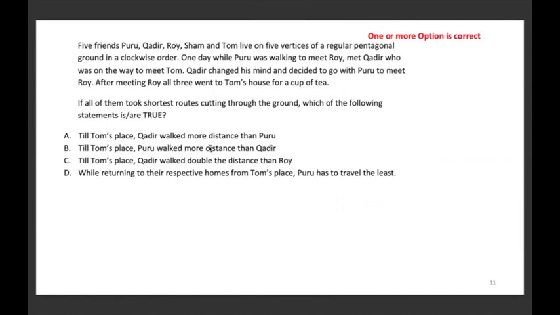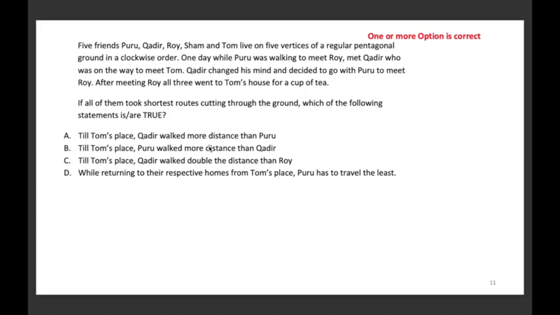5 friends, Puru, Kadir, Roy, Sham, and Tom, live on 5 vertices of a regular pentagonal ground in clockwise order. They are in clockwise order. That makes your job easier. One day, while Puru was walking to meet Roy, he met Kadir, who was on the way to meet Tom. Kadir changed his mind and decided to go with Puru to meet Roy. After meeting Roy, all 3 went to Tom's house for a cup of tea. Now, if all of them took the shortest route cutting through the ground, which of the following statements is or are true?